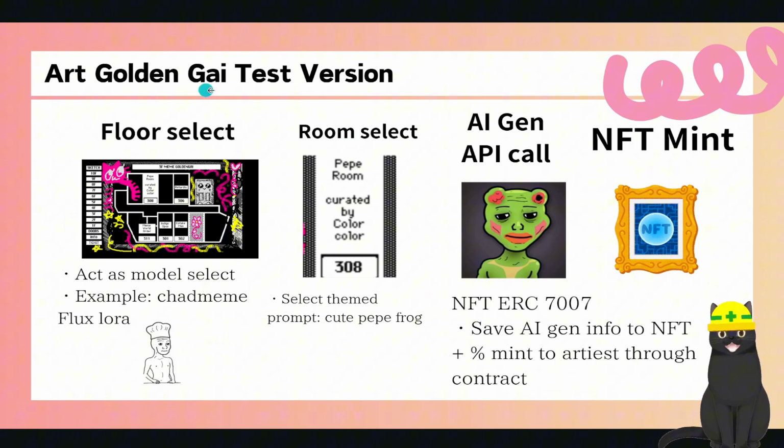For the ArtGoldenGai test version, we're taking Rinchan's floor selection, and we're going to use that style to act as a base model. Here you've got an example of a Chad meme floor I found. I want to take another example of a room. We're going to select a room, the Pepe room, and that's going to act as a prompt. And here we've got an AI image, a Chad meme Pepe. Great.